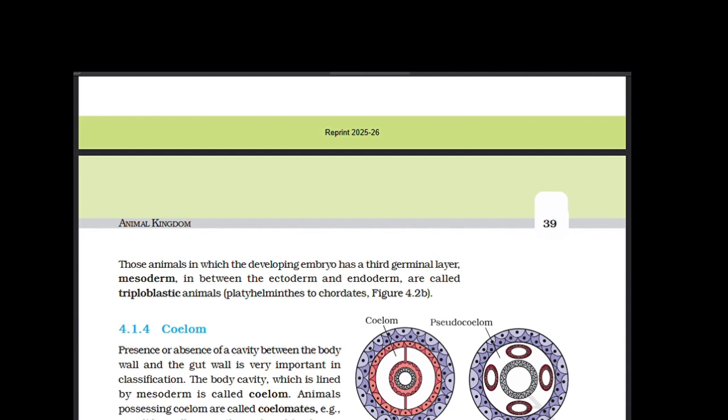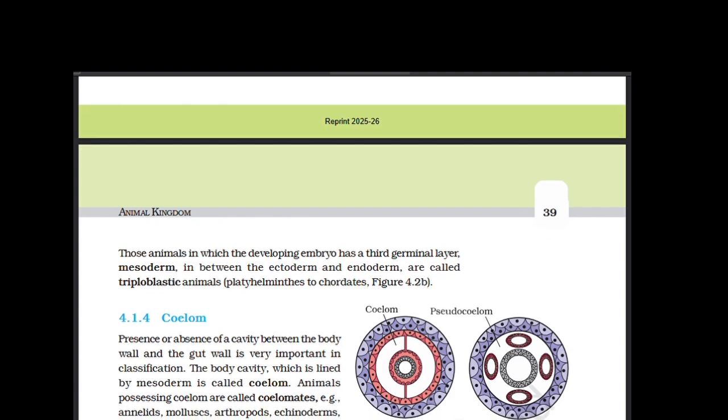Those animals in which the developing embryo has a third germinal layer, mesoderm, in between the ectoderm and endoderm are called triploblastic animals. Example, Platyhelminthes to chordates.